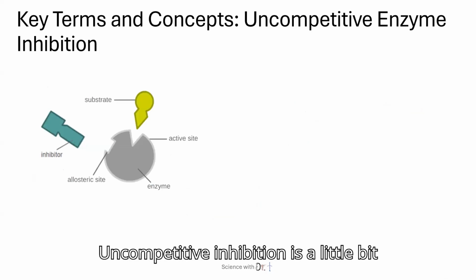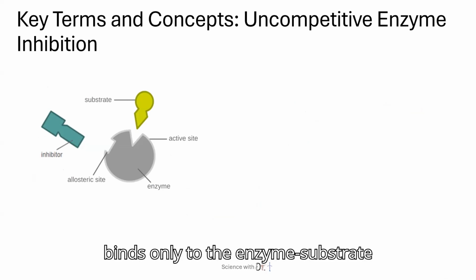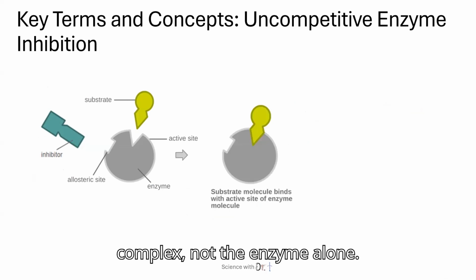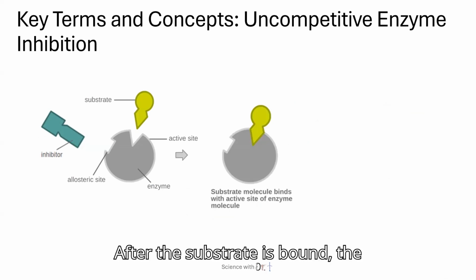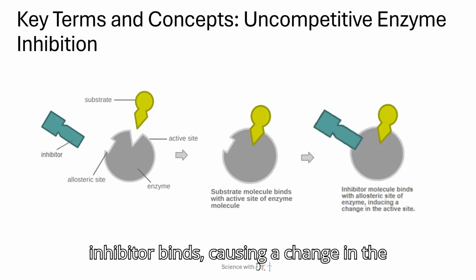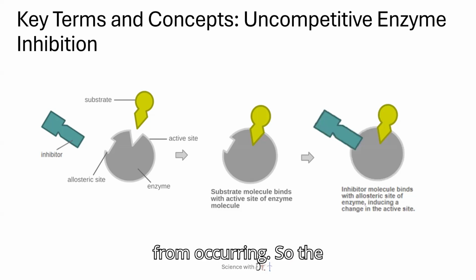Uncompetitive inhibition is a little bit different. An uncompetitive inhibitor binds only to the enzyme substrate complex, not the enzyme alone. After the substrate is bound, the inhibitor binds, causing a change in the active site that prevents the reaction from occurring. So the enzyme is inactive.